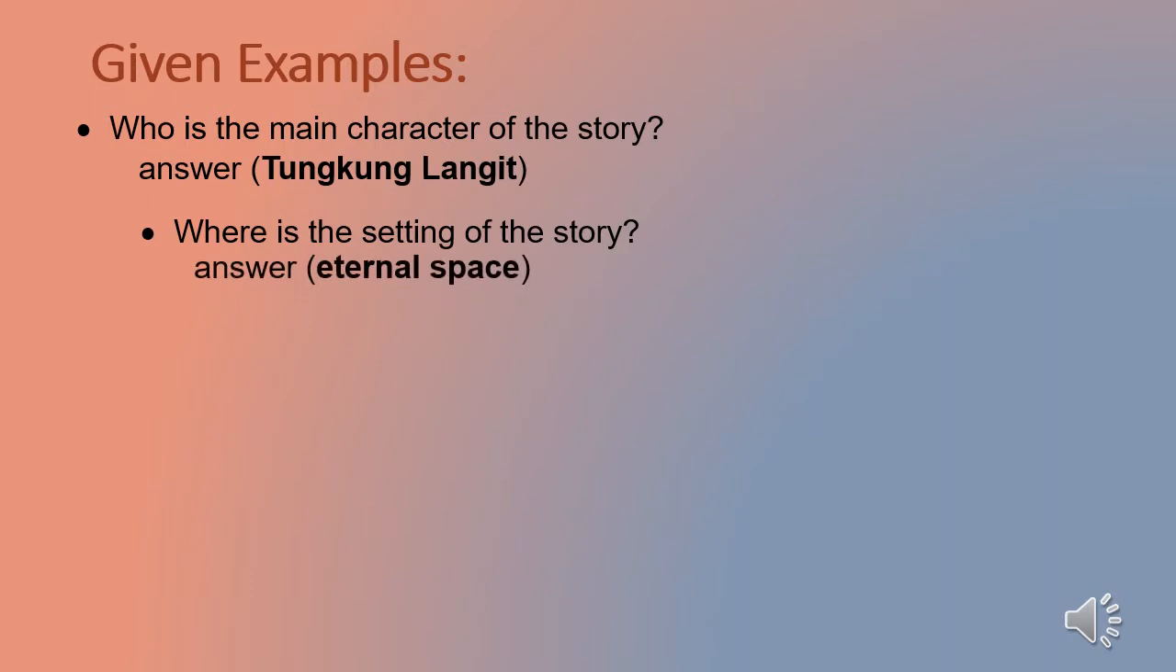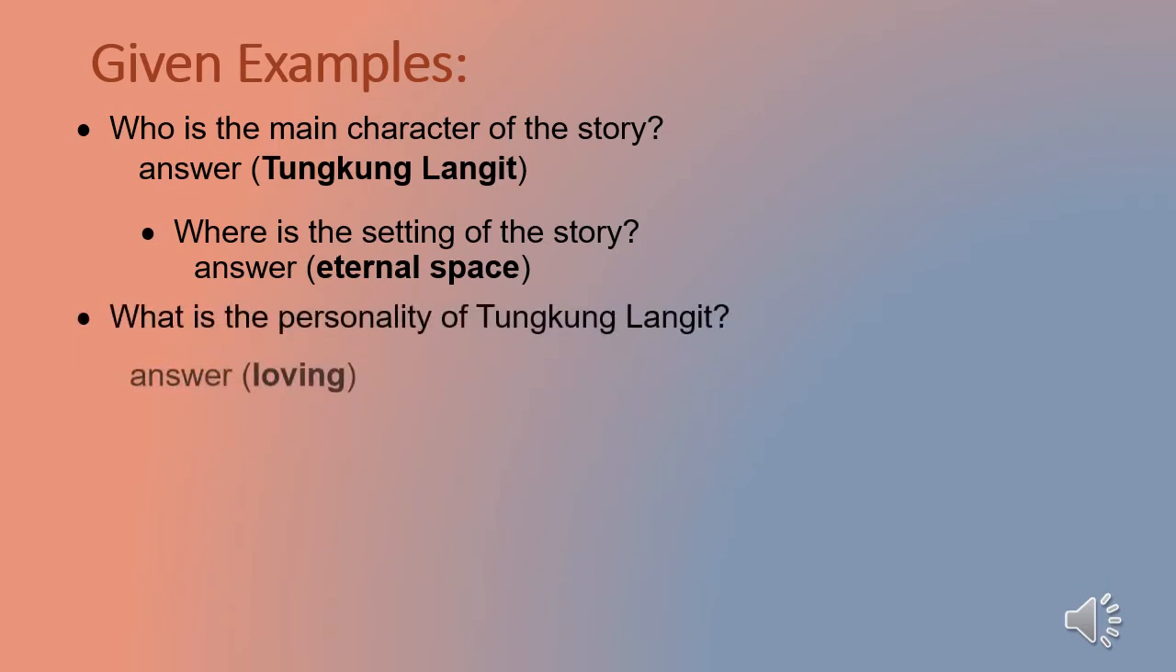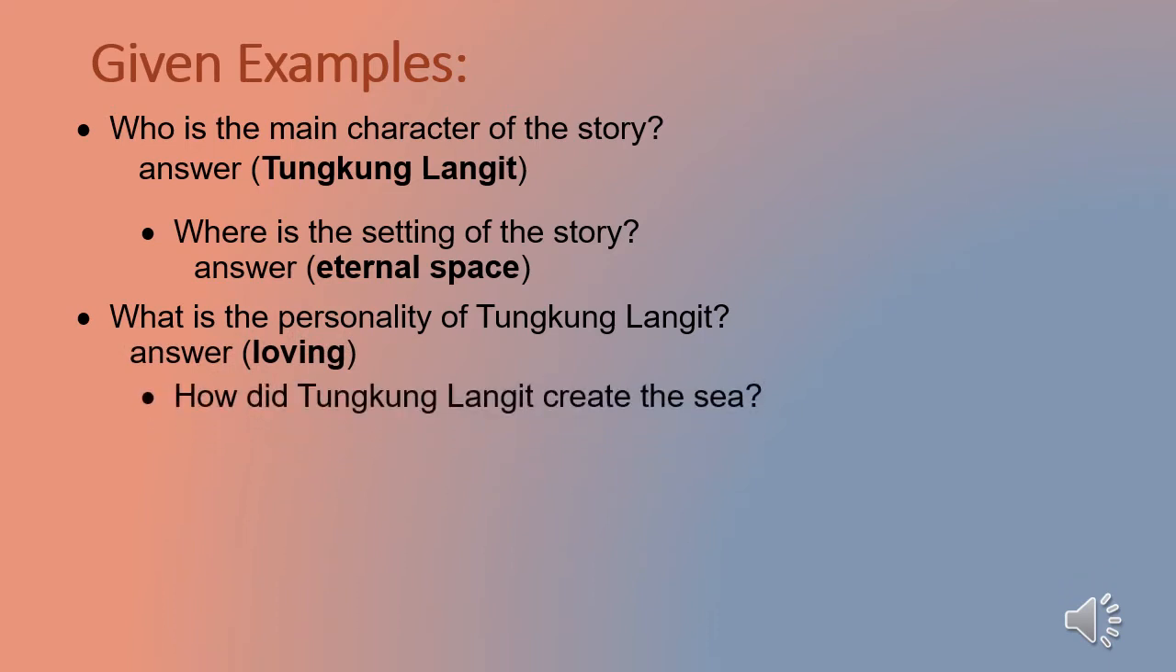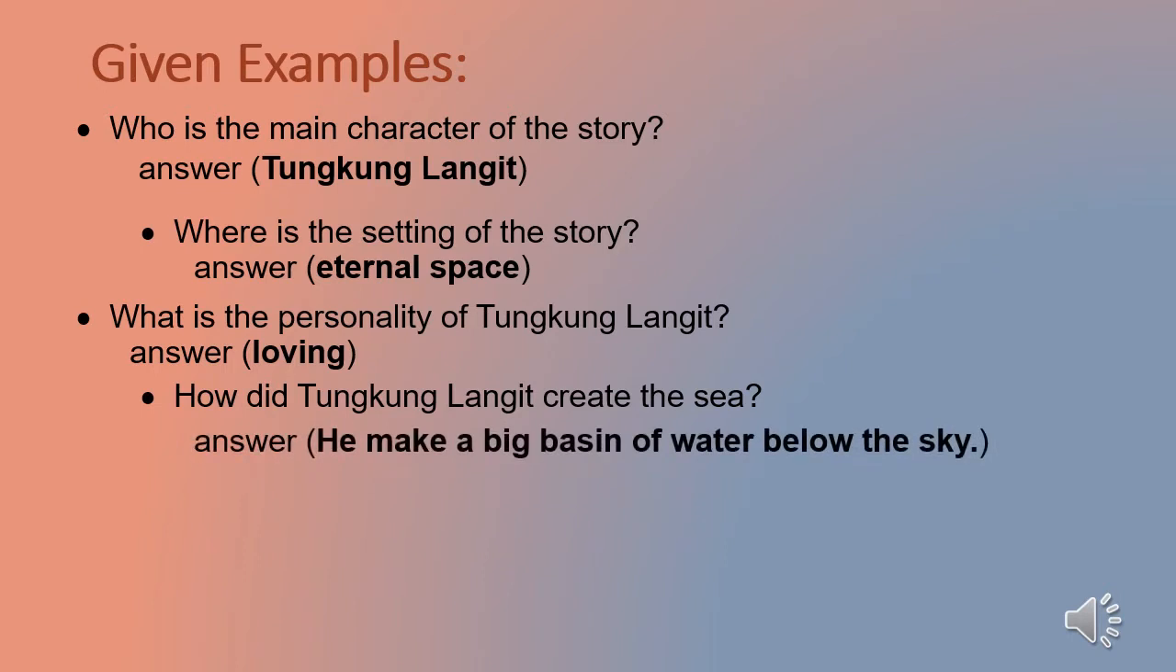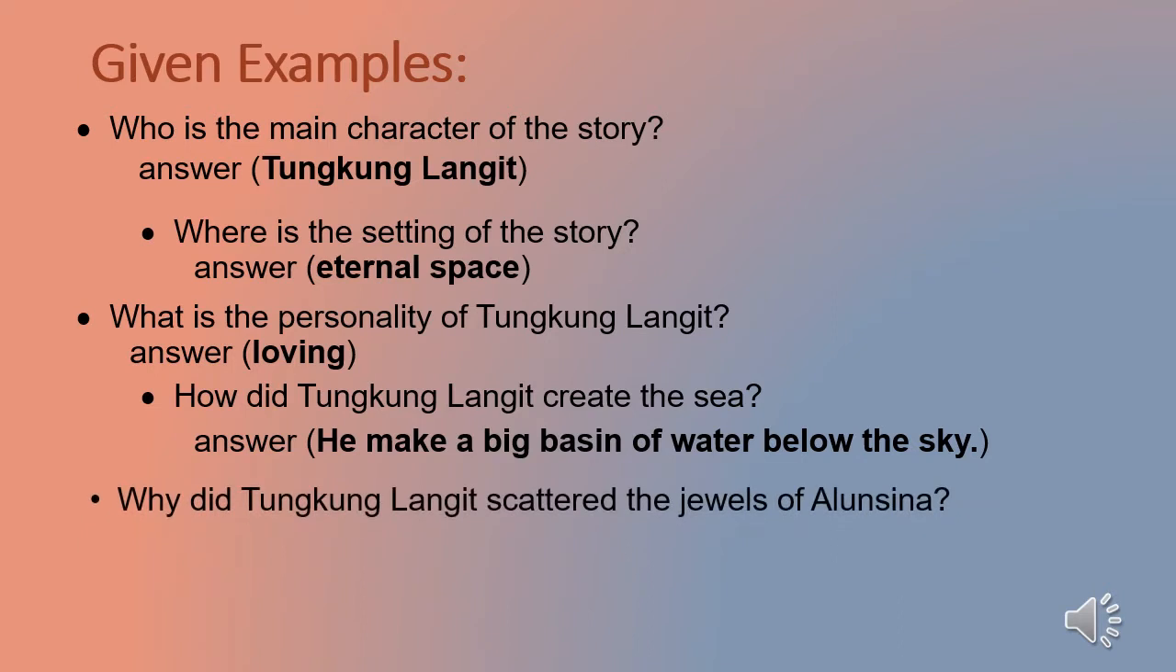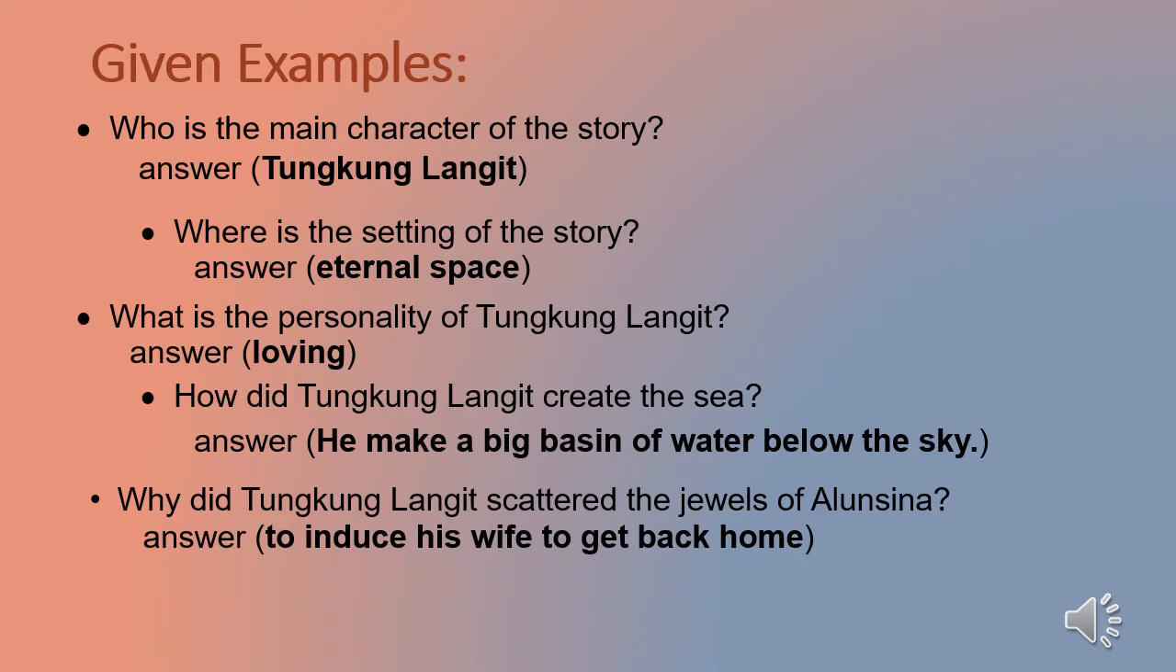What is the personality of Tungkong Langit? The answer is loving. How did Tungkong Langit create the sea? The answer is he made a big basin of water below the sky. Why did Tungkong Langit scatter the jewels of Aluncina? The answer is to induce his wife to get back home. Lastly, there are steps that you can follow to do the scanning technique. Read the steps on the upper portion of page 2.